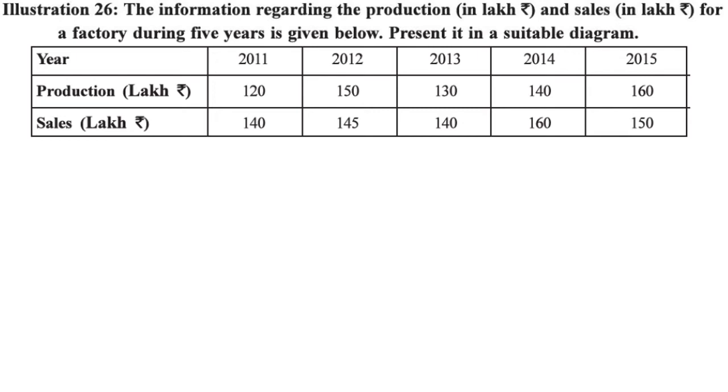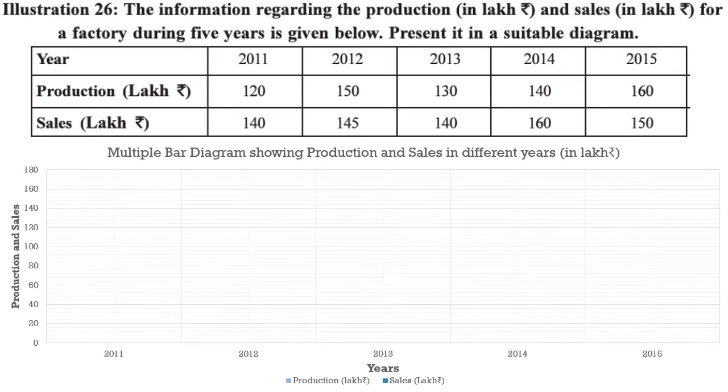11, 12, 13, 14, 15 years are there. The production and sales in lakh rupees are there. Now this is a time related diagram, so we are not going to change anything in here. First, you have to do the groundwork: the production and sales on the y-axis, the years on the x-axis, the title, multiple bar diagram showing production and sales in different years in lakh rupees.